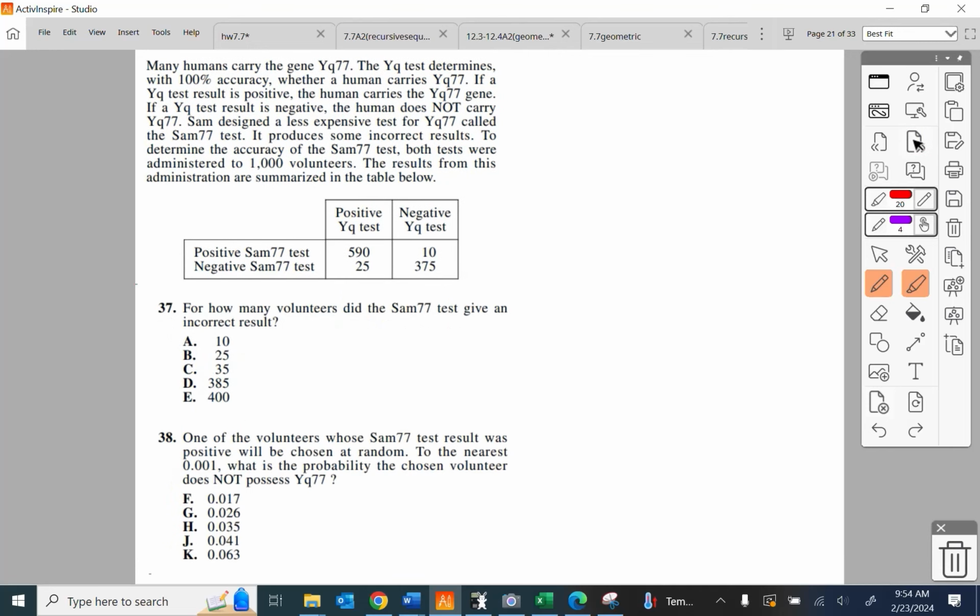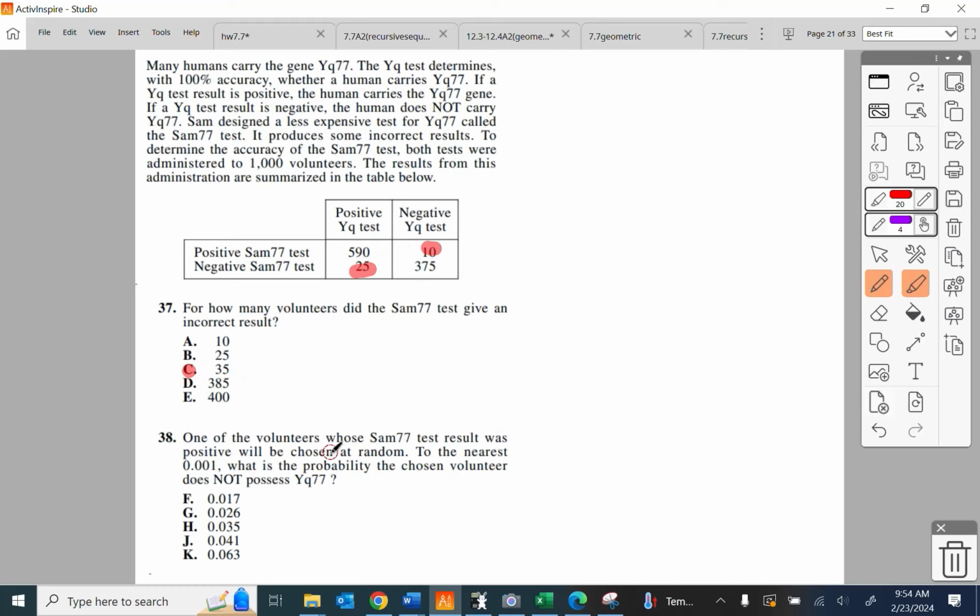How many volunteers did the SAM77 test give an incorrect result? It was incorrect here and here, because there is where the test that has 100% accuracy was negative and Sam's test was positive, and here the accurate test was positive and Sam's test said negative. So there's 35 people total.